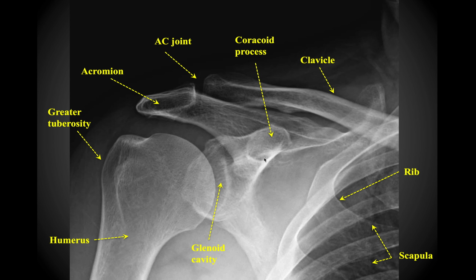Coming more medially, we can see the coracoid process coming out of the screen towards you. And then over here, we can appreciate the ribs in this region as well, along with the medial border of the scapula. So you can kind of follow the borders of the scapula around on this image. There's the lateral border down there.